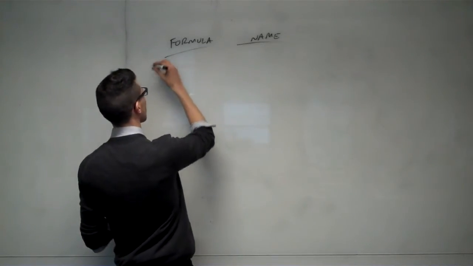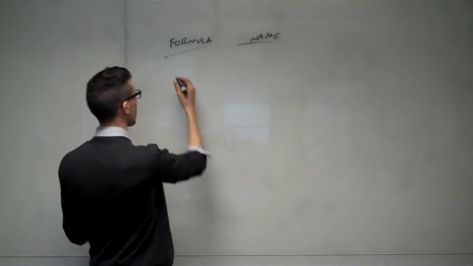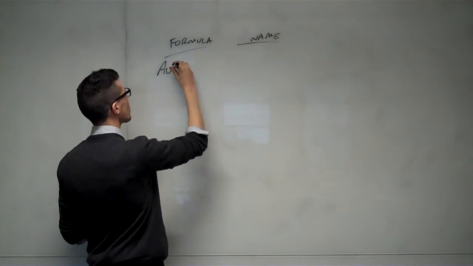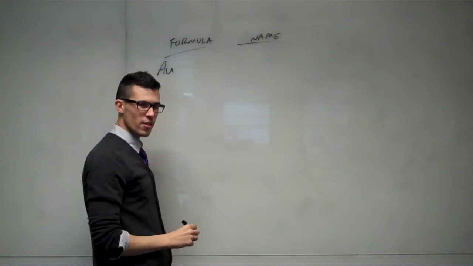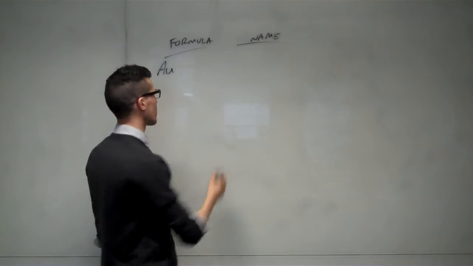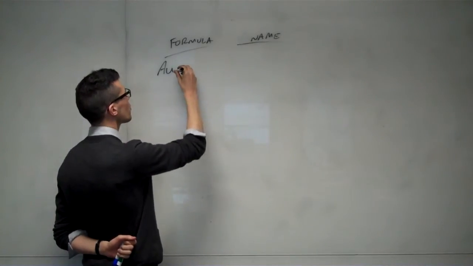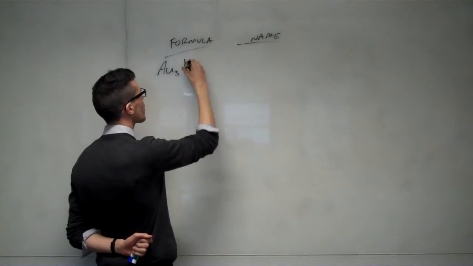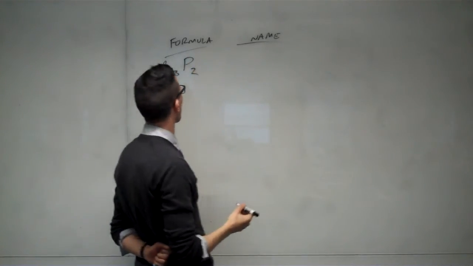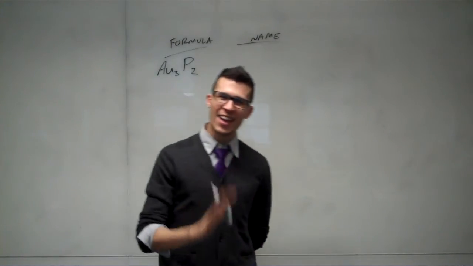Now, let's do some transition metals. Let's try Au, which is gold. Let's try this one. Gold, and then let's do gold 3, P2.